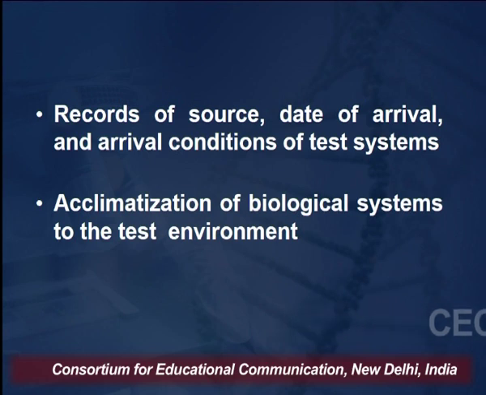So we should place different labels, like date of arrival. After arrival, when somebody performs a test, we can use different labels, red labels, yellow labels, for the recognition of the date of arrival and arrival condition of the test system. The organoleptic properties can be traced, the structure of the packet can be checked, or any special conditions can be traced by the labels. Acclimatization of the biological system to the test environment.